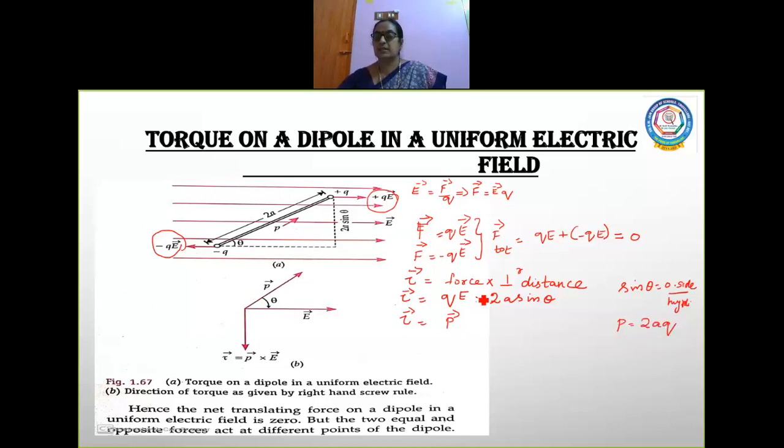So it is P, let me write it as a vector. So P vector cross E vector. In vectorial form you will write it like this, or when you write the magnitude alone, you will write it as PE sine theta. Again, you should remember here the cross product of vectors A cross B.